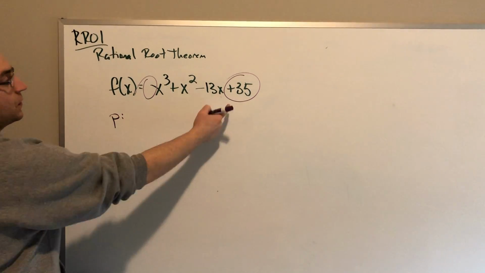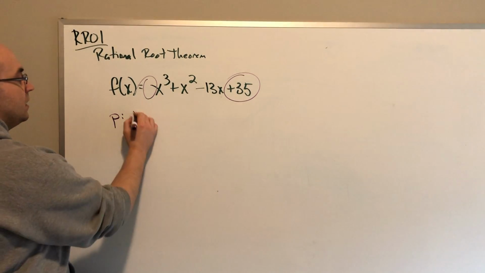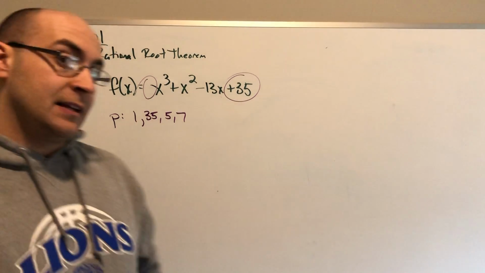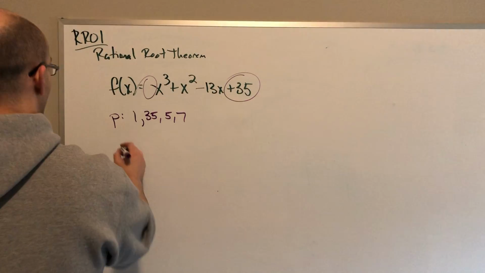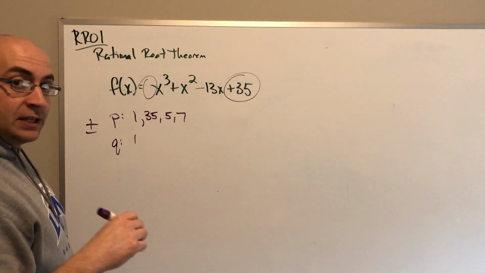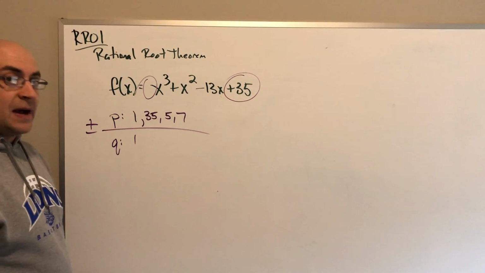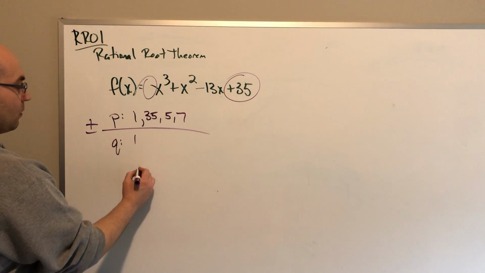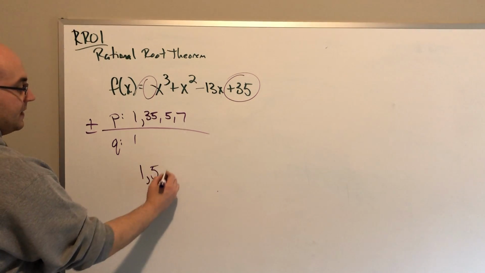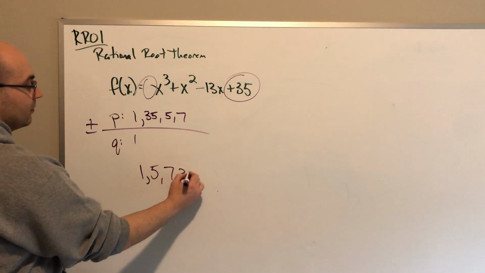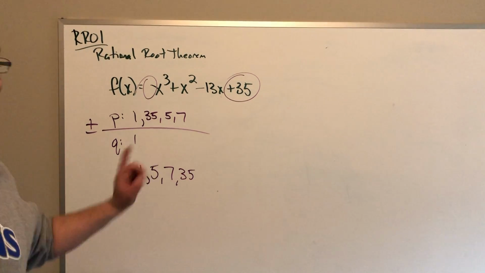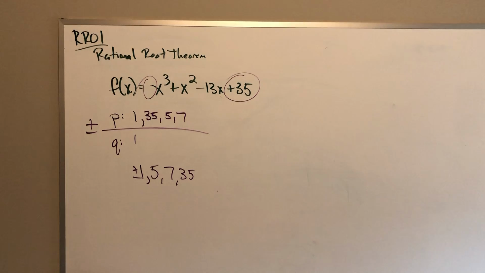So P stands for the constant term's factors, and that's 1 times 35 and 5 times 7. Those are the only ones that I can get to 35. The leading coefficient is 1, which I can label as Q here. And again, this is all plus or minus. So I'm going to divide these things to find the possible rational roots. 1 divided by 1 is 1. I'm going to go in order numerically. 5 divided by 1 is 5, and then 7 over 1, and then 35 over 1. Remember that these are all plus or minus. So technically speaking, I have 8 possible rational roots.